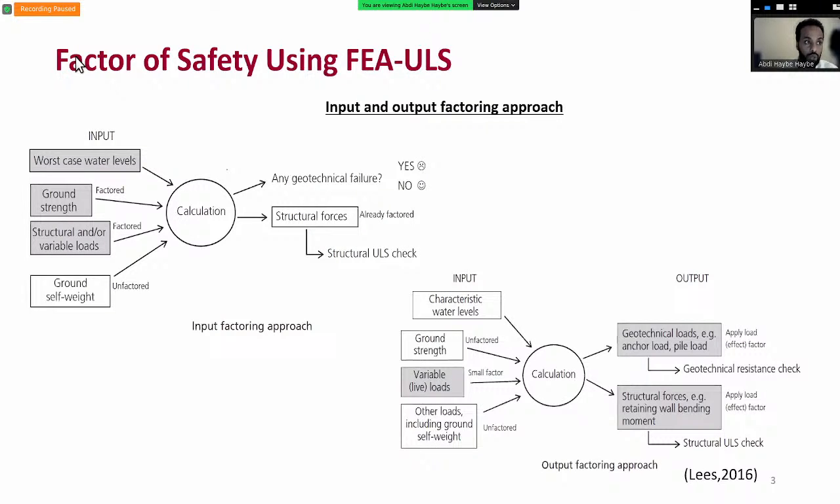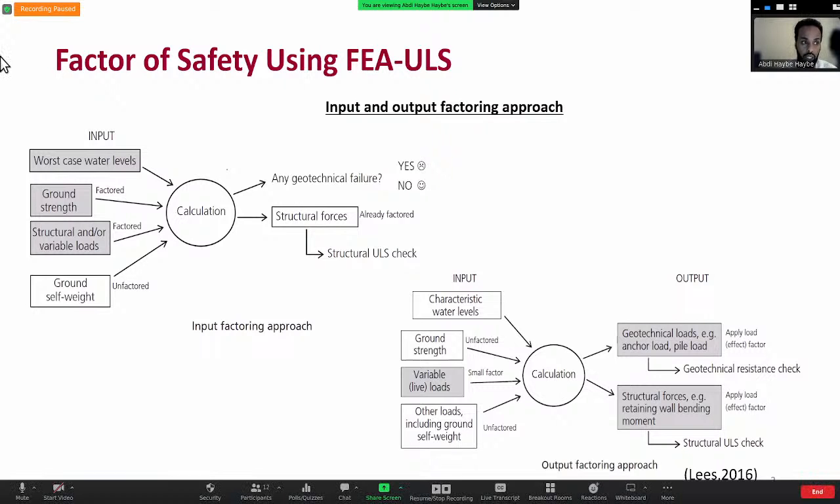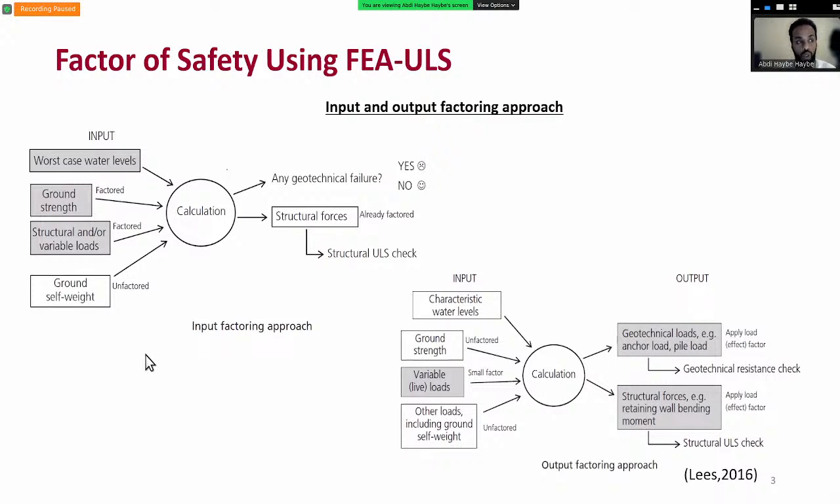When we're doing input factoring, we would factor ground strength, and we would also factor the structural load or any variable load such as back loads. For the water levels, we will take into account the worst case scenarios. If we are factoring the outputs, we will take all the inputs without any factoring except for variable live loads, and we will factor the structural loads and geotechnical loads that are applied to the structures.